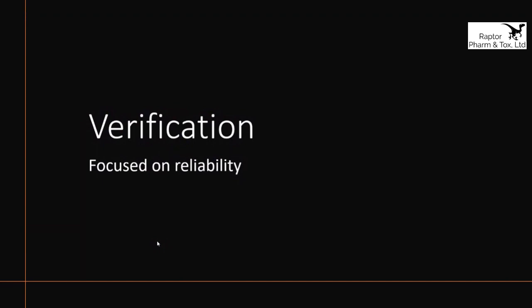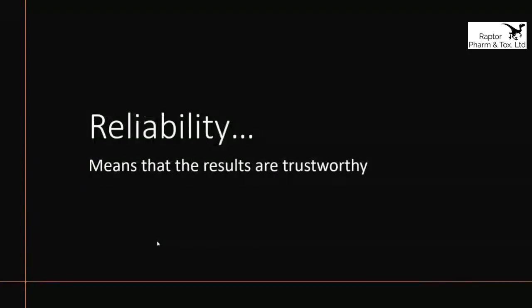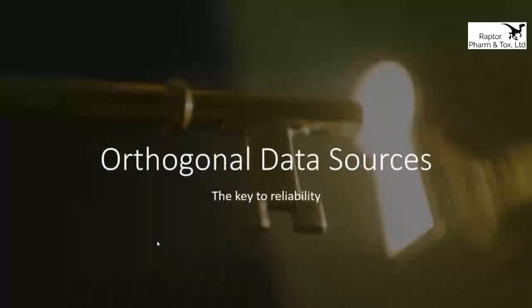So verification is focused on reliability. When we take things to court, the judge wants to know if something is reliable. How reliable is this information? So this becomes important for court. This becomes important for making all kinds of decisions. If it's not reliable, we shouldn't be using it. And reliability really means, are these results trustworthy? And something I'm going to mention is the key to reliability is orthogonal data sources.